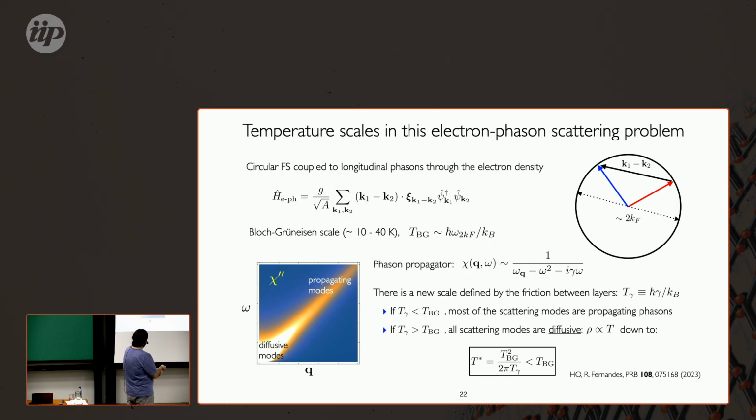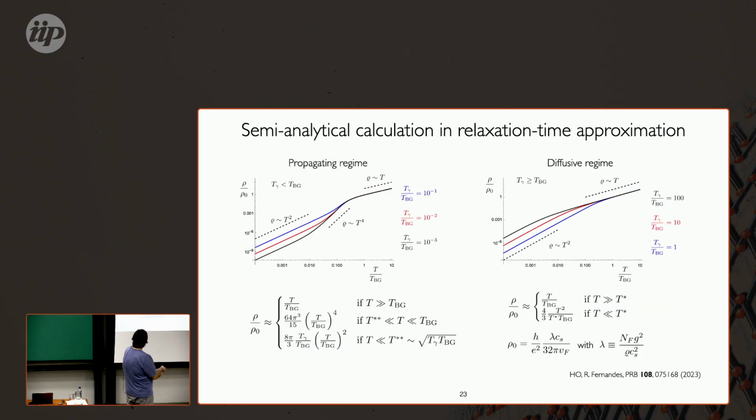And if you analyze all the integrals involved in this calculation, now things depend not on these two scales separately, but on this temperature scale that you can form with these two temperature scales. And this is the new T star. So now resistivity is linear in temperature down to this new scale that is nominally lower than the Bloch-Grüneisen scale. So that's the argument.